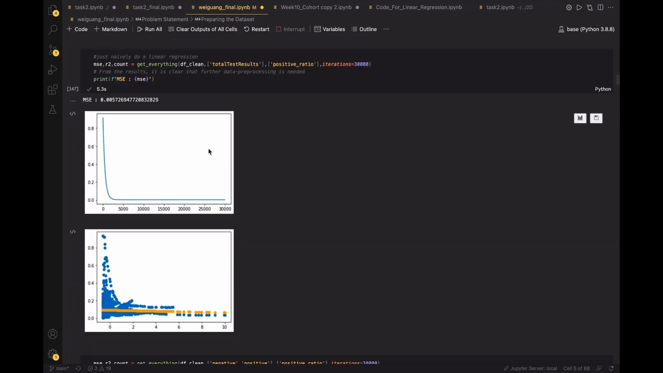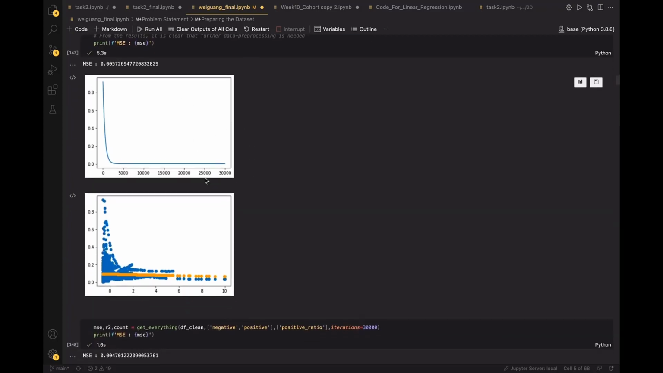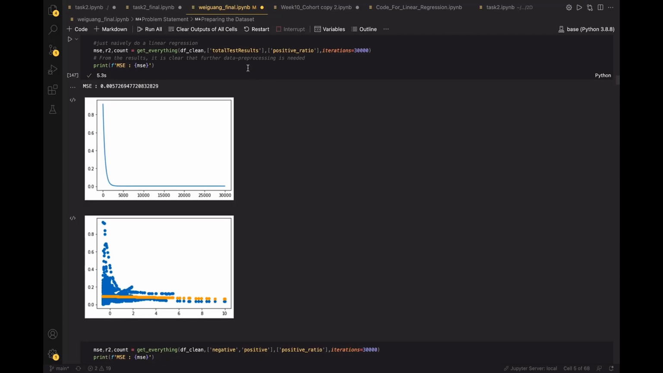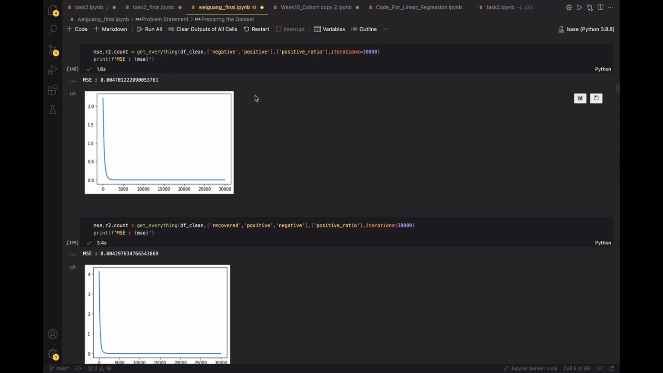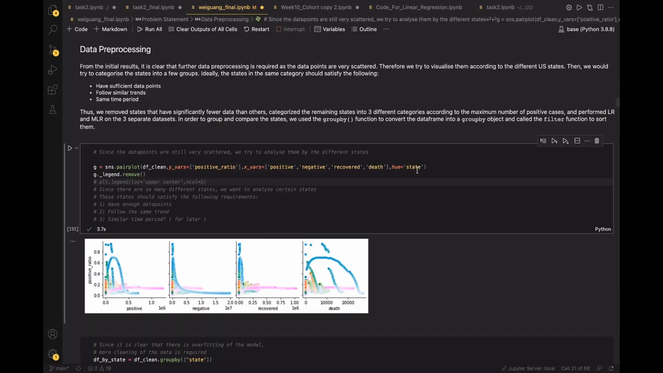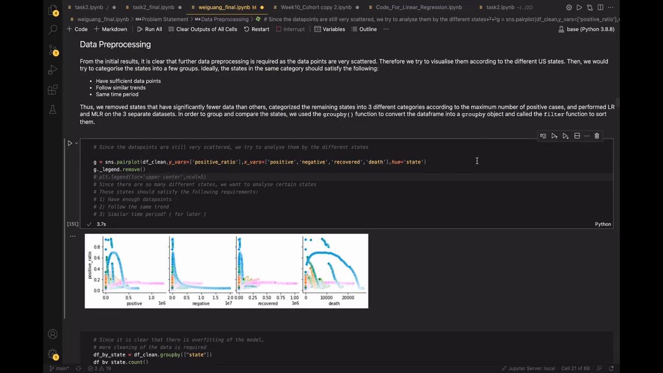This is what we get for the MSE, our R2 score, and the graph of the total test results versus the positive ratio. We then try with other variables against the positive ratios. From the previous graph, we can see that the data is very scattered. Hence, we try to visualize them by grouping them into different states.